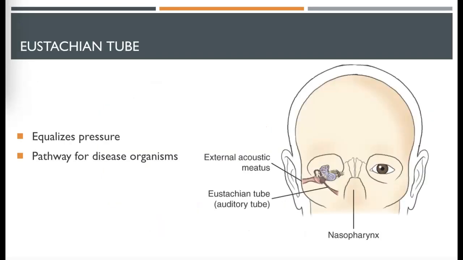The eustachian tube is the passageway between the middle ear and the nasopharynx. It serves pretty much to equalize the pressure within the middle ear to the outside atmospheric pressure through the nasopharynx.